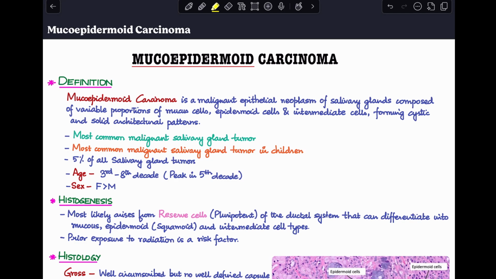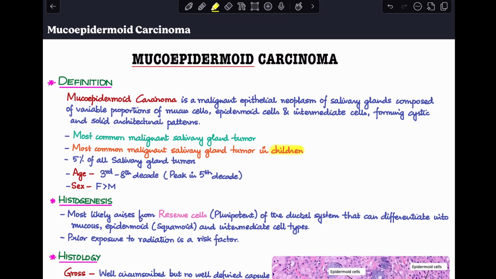So, mucoepidermoid carcinoma is actually the most common malignant salivary gland tumor. Do you know which is the most common in general salivary gland tumor? That is pleomorphic adenoma, and that is also the most common benign salivary gland tumor. But if you look at the most common malignant salivary gland tumor, that is mucoepidermoid carcinoma, and it is also the same case in children as well.